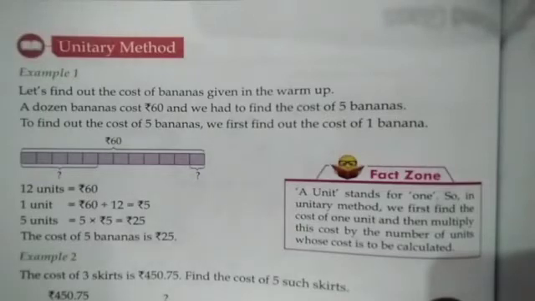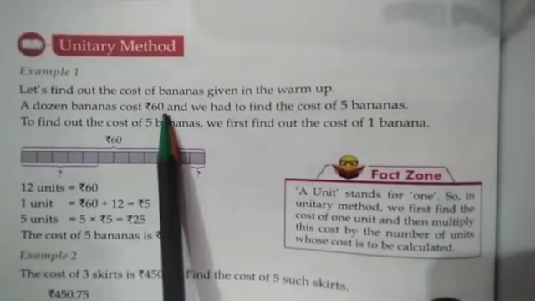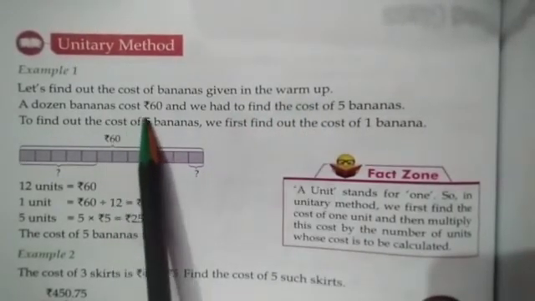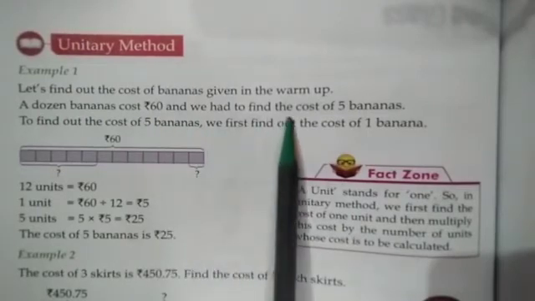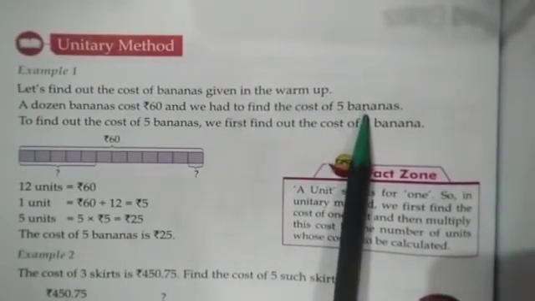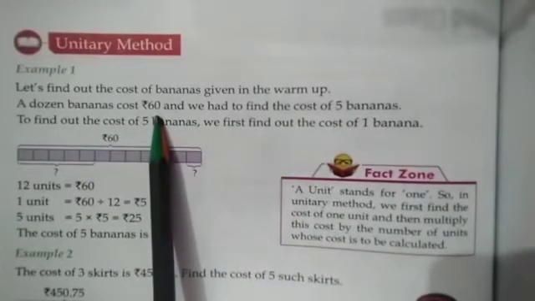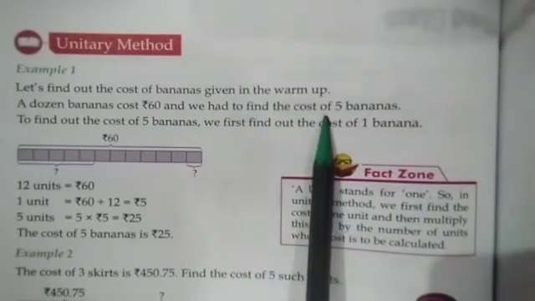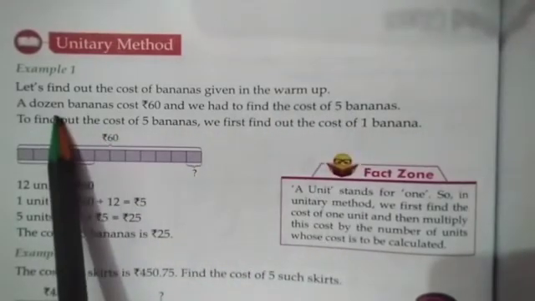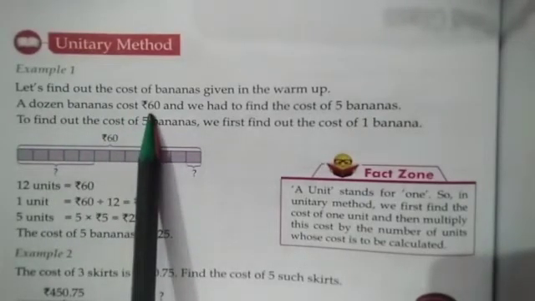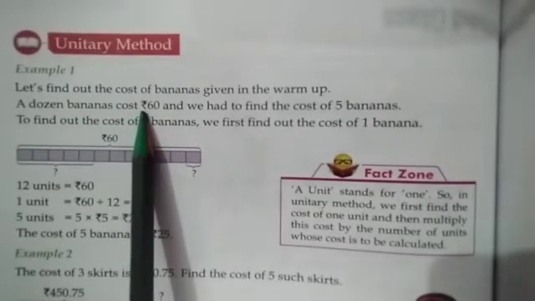Then the first question we go through. One example is given. Find out the cost of bananas given in warm up. A dozen bananas cost rupees 60, and we have to find the cost of 5 bananas. 1 dozen means 12 bananas, and 12 bananas cost 60 rupees.